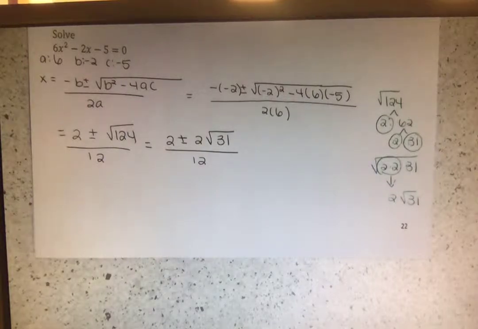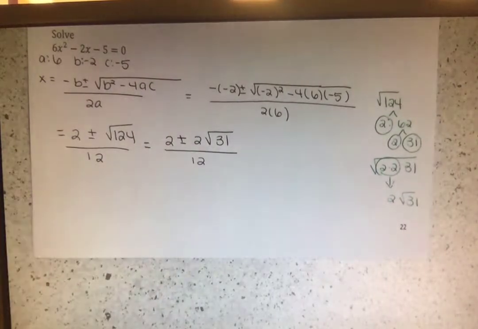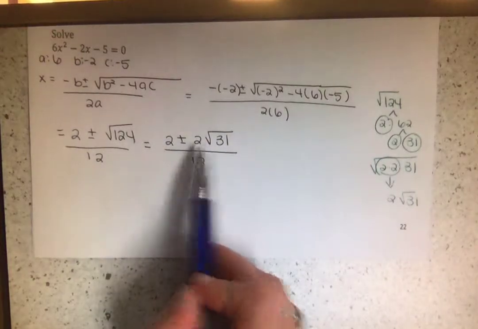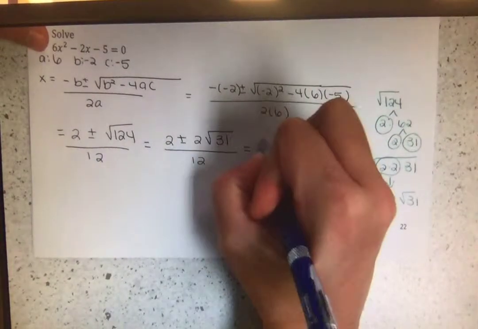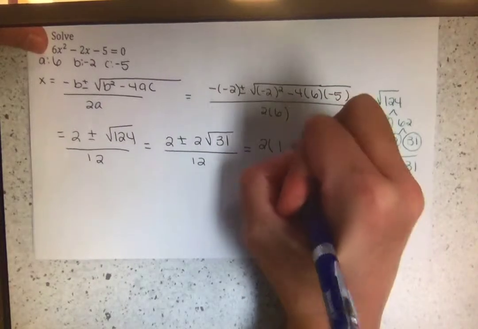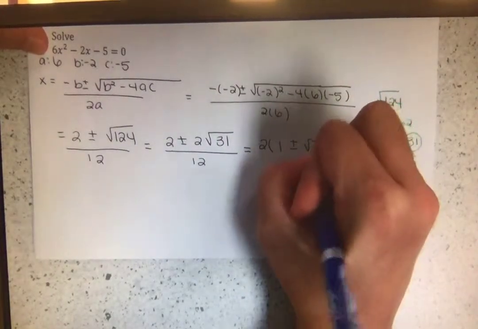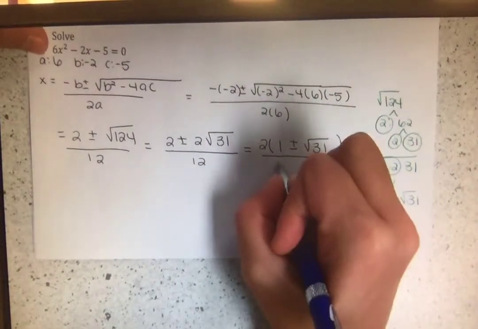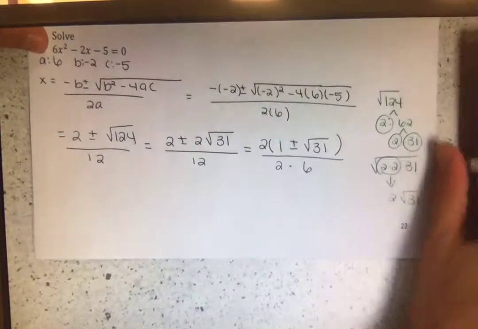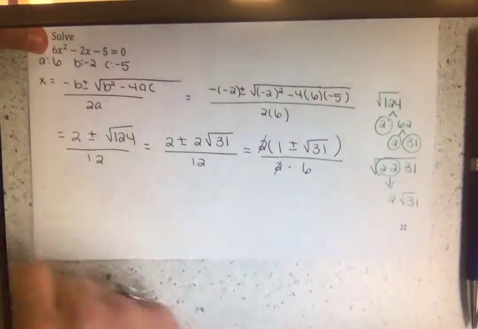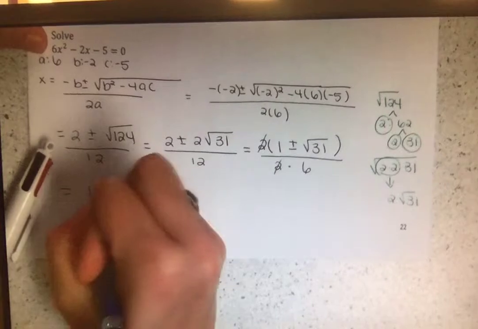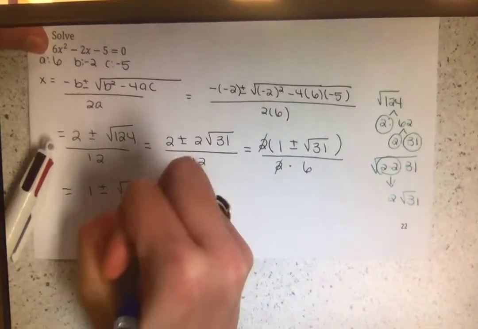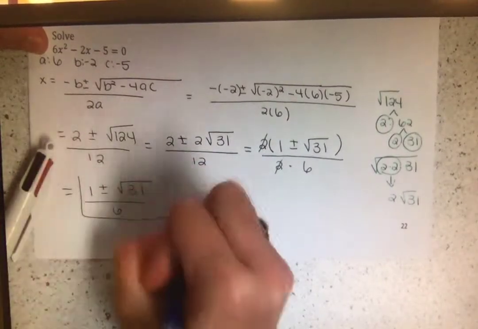So one way to think about simplifying this is GCF, just like factoring. So 2 plus or minus 2 square root of 31 all over 12. They both have a 2 in common. So taking that out, we're left over with 1 plus or minus 1 square root of 31 all over 12. I know 12 is 2 times 6, so that way I know those 2's will cancel, and we are left over with our final answer of 1 plus or minus the square root of 31 all over 6.